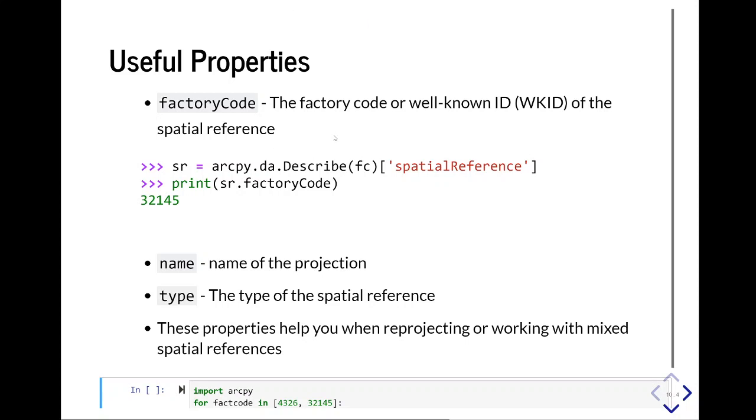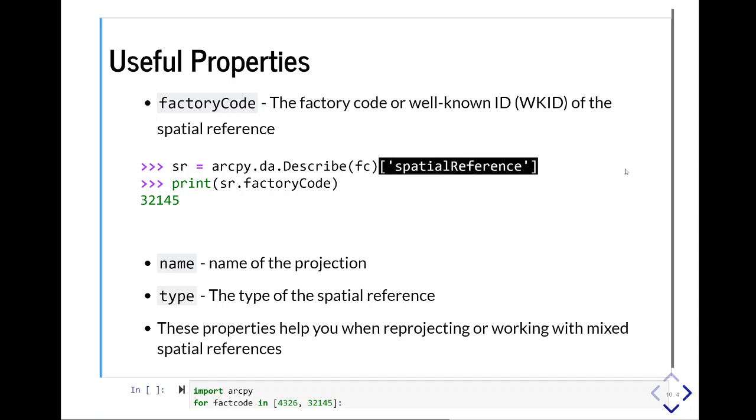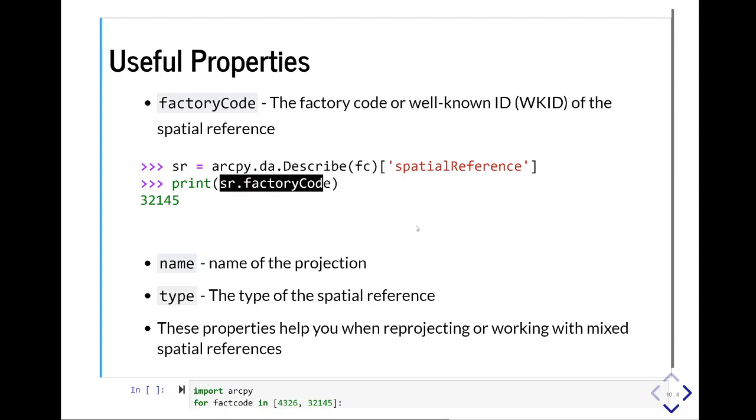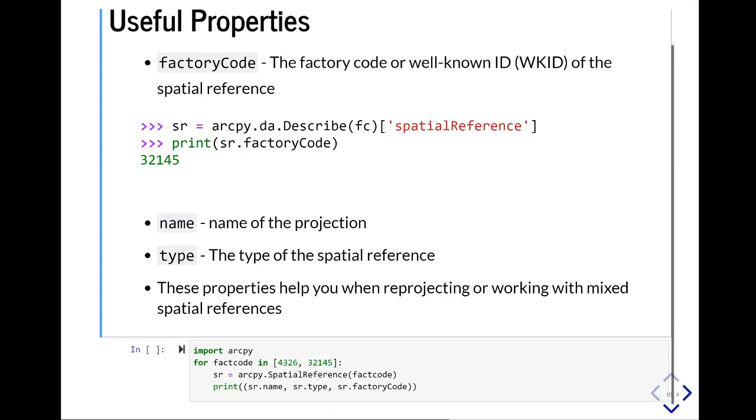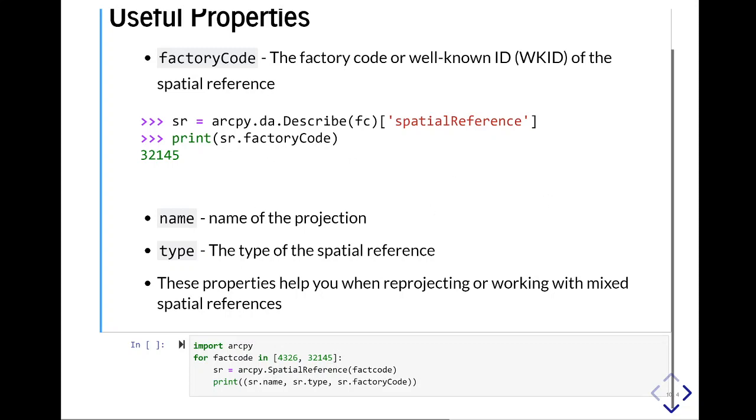I hinted at it before, but to get the factory code, the well-known IDs, or all this information, we're going to use arcpy.Describe and access the spatialReference property on our data set. We can then get our factory code by using the factoryCode property. Notice with properties, you should recall this, hopefully, unlike methods, you don't put the open and close parentheses on them.